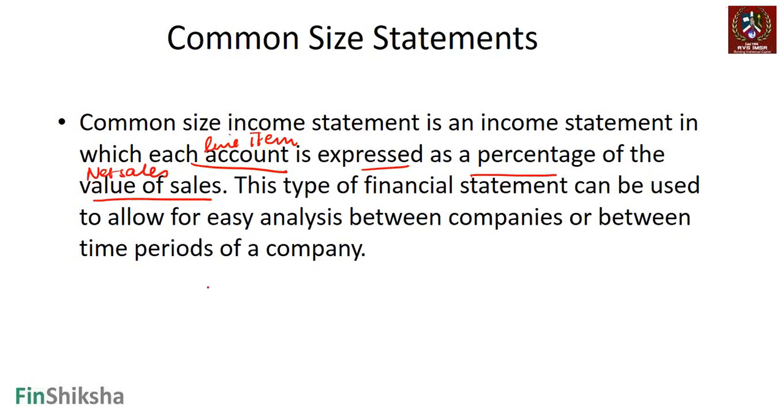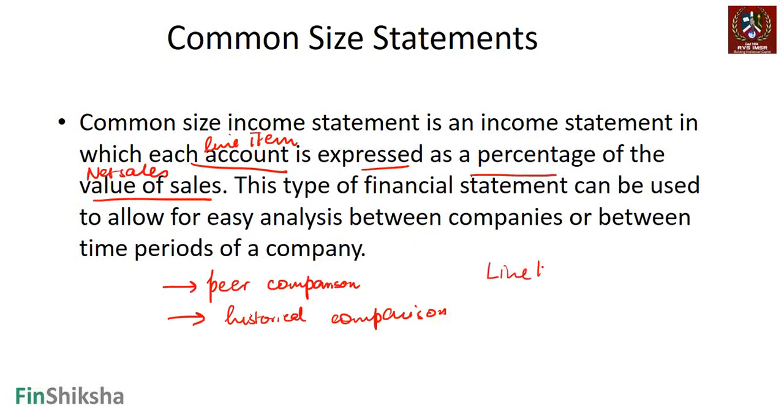So both from the perspective of peer comparison, when we are looking at various companies around us, or from the perspective of historical comparison, we can use common size statements, because this allows us to build each line item in the P&L as a percentage of sales. How do you find anything as a percentage of sales? You take the respective line item and you divide it by the sales number. That's going to be your common size statement.